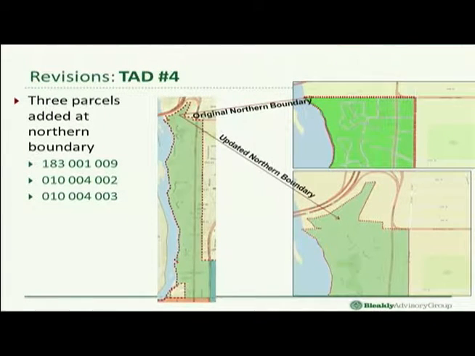And then on TAD District number 4, which is the City Village, as we had discussed at the last meeting, there was a request to include a couple parcels north of Manchester Expressway, which you can see are sort of those curved, half-moon-shaped parcels. The previous boundary ended at Manchester Expressway, and now we've added, I think it's 2 parcels to the north. So that's the only other change to the boundaries.